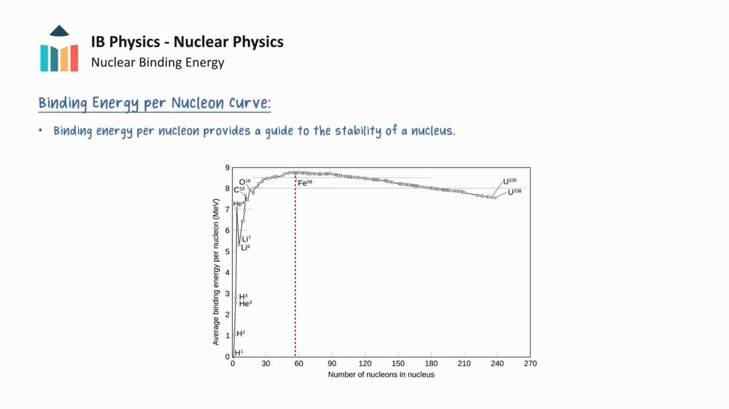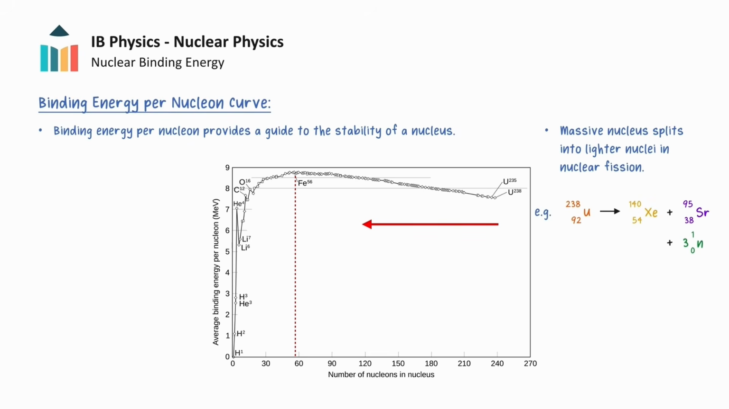Nuclear fission is a reaction where a massive nucleus splits into two lighter nuclei. On the graph, a fission process can be represented by an arrow to the left. In such a reaction, energy is released because the resulting daughter nuclei will have a higher binding energy per nucleon than the original parent nucleus.